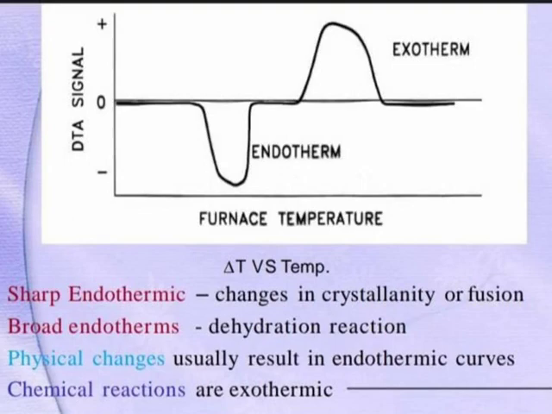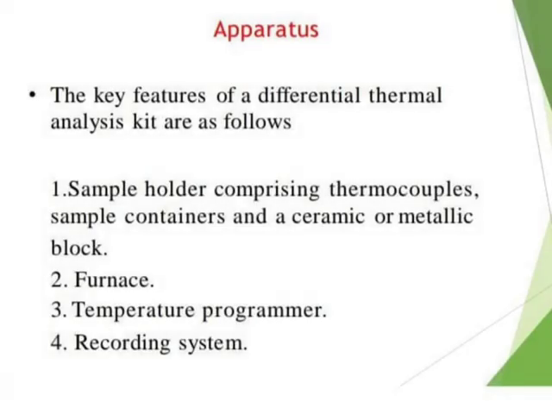This is a plot of furnace temperature versus DTA signal. Sharp endotherms indicate changes in crystallinity or fusion. Broad endotherms refer to dehydration reactions. Physical changes usually result in endothermic waves. Chemical reactions are exothermic.